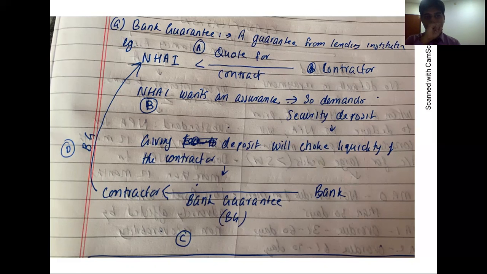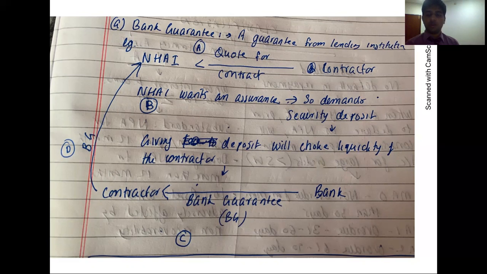In this, NHAI is the National Highway Authority of India. NHAI will give various tenders. For example, NHAI wants to construct a highway. They invited quotations from various contractors. Mr. A is a contractor. He quoted. One of the major issues for NHAI is that NHAI does not know Mr. A. NHAI doesn't believe Mr. A will be able to comply with the project requirements.